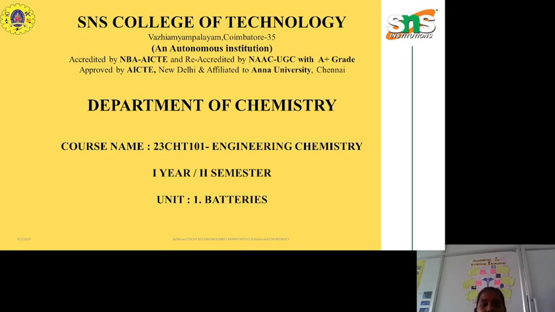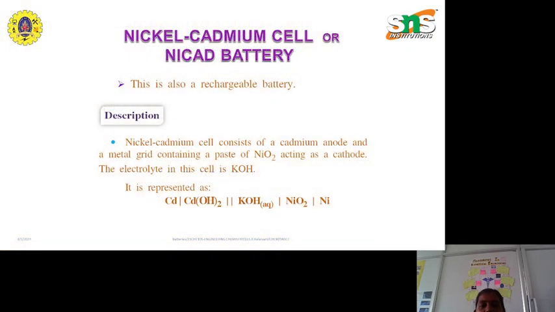Good morning. Last class we discussed a lead acid battery. Lead acid battery is an example for the secondary battery. In this class we will discuss nickel cadmium cell or NICAD battery. This is also a secondary battery.